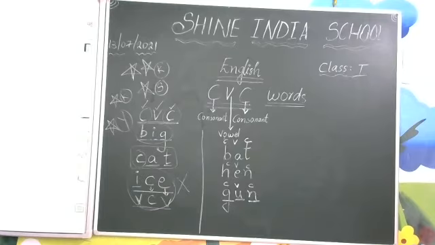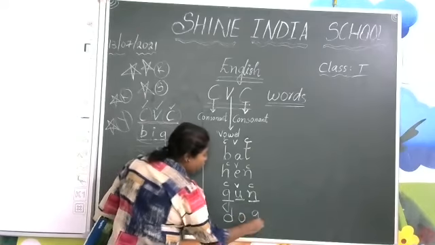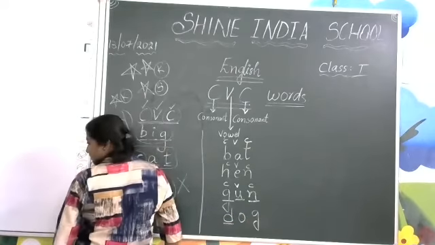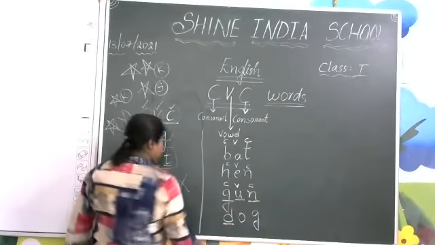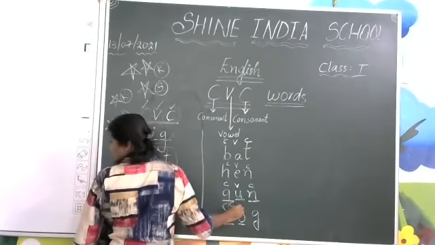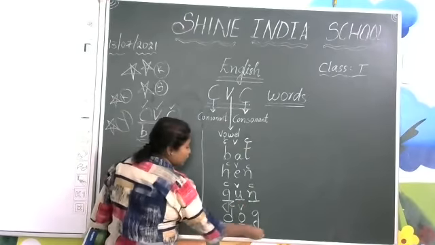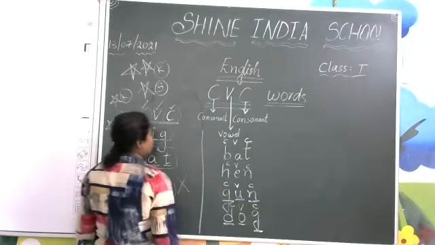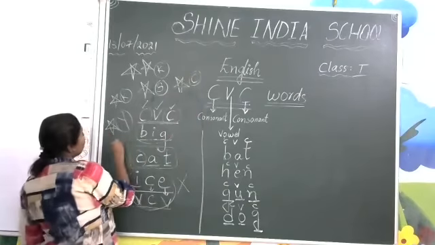Next, who will tell me the next one? D-O-G, dog. Very good. All of you clap to her also. D is a consonant. O is a vowel. G is a consonant. Very good. Chetana also gets a star.